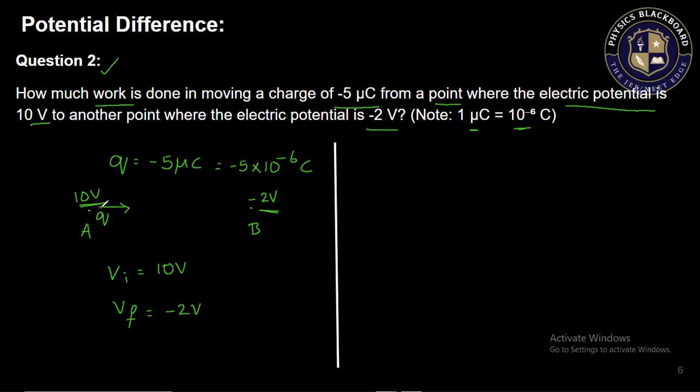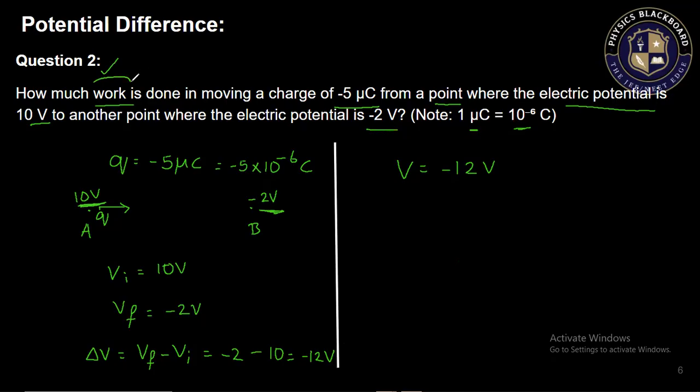That is, initially the charge is at A and it is moving to point B. So I'm considering this as the final potential and that as the initial potential. So how do you take the change in potential? Delta V is equal to final potential minus initial electric potential. That is, -2 minus 10. So what change in potential do we get? -12 volts, right? So now we got the potential difference. V is equal to -12 volts.